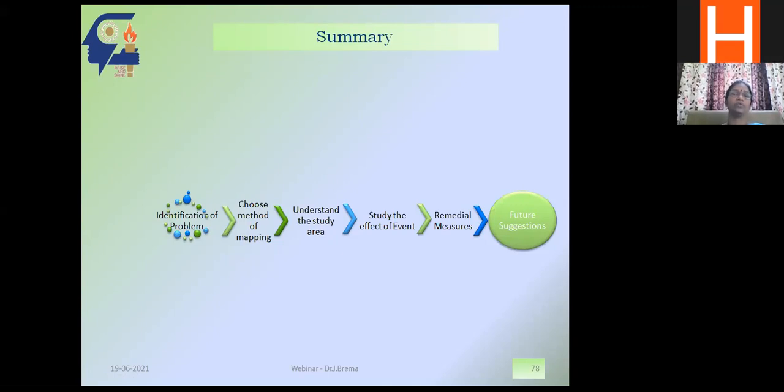And in case of remote sensing, ground truthing is very important. So sometimes we may have a miscalculation which will end up into trouble. So always ground truthing is required. So better understanding of the study area is required, and study the effect of the event, remedial measures, and you can go for future suggestions.